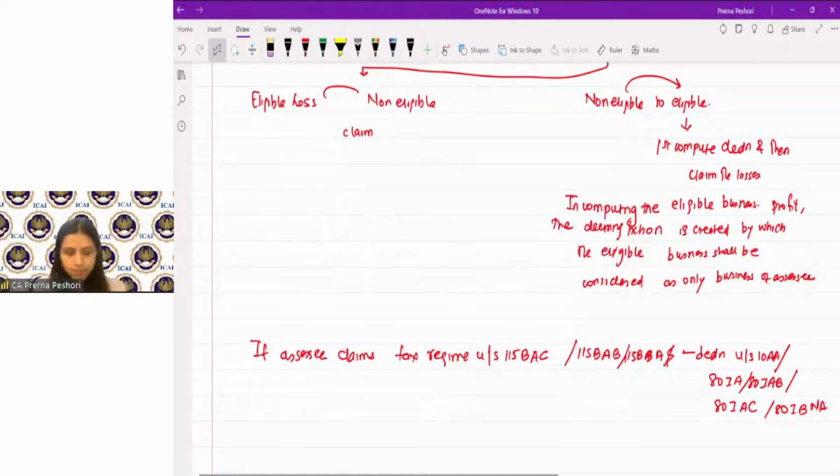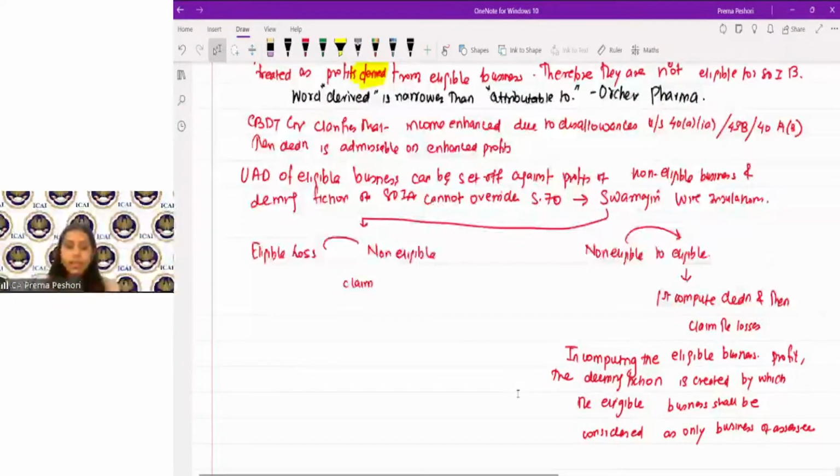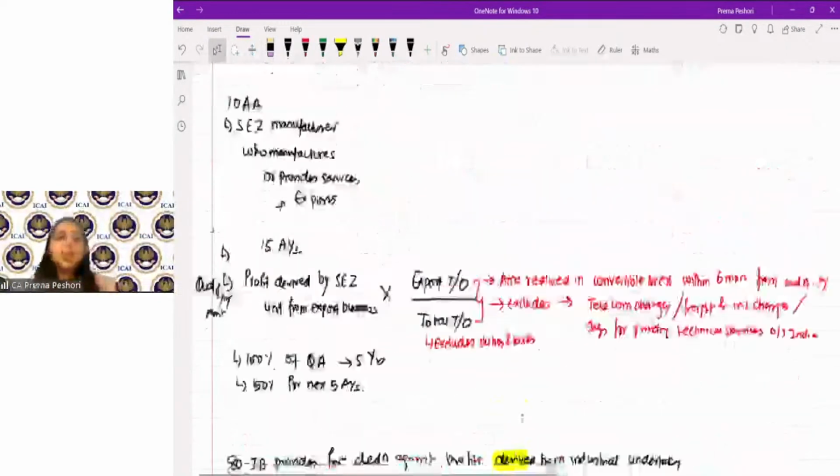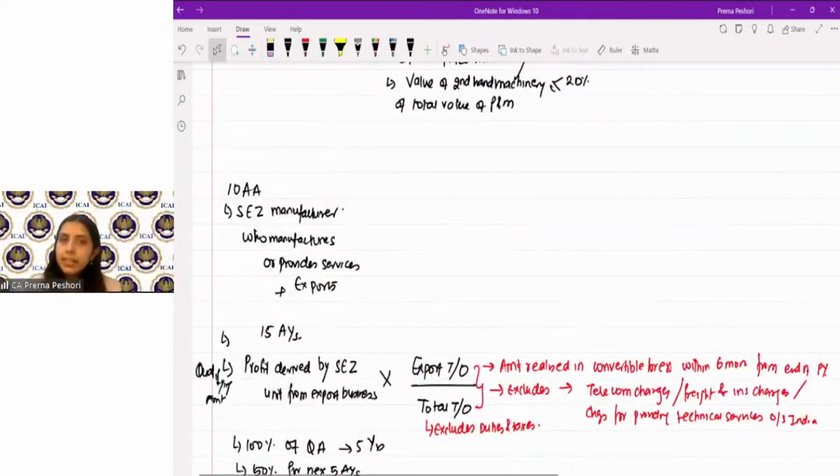So these deductions will not be available. Now, what we have done is we have completed the 80IA provisions. What is left is, we have done the profit-linked deductions. Now, a few things are left. What are the things which are left?